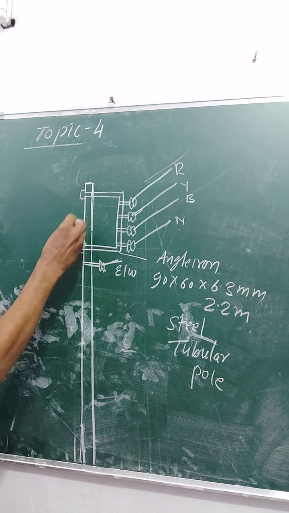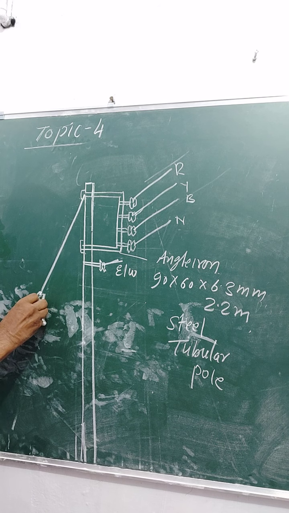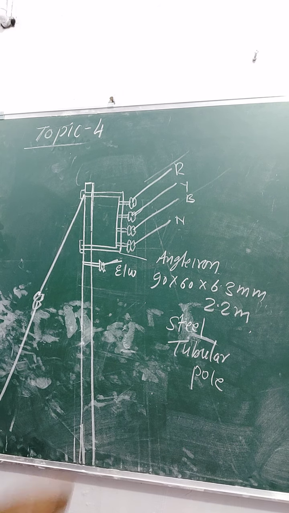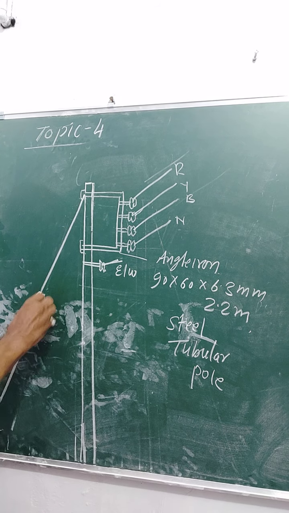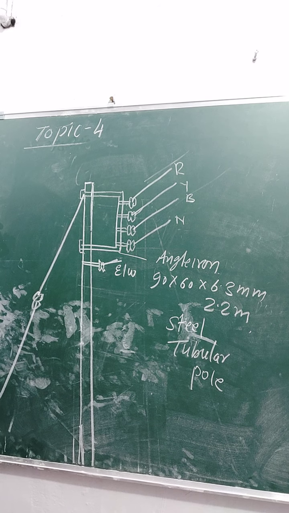Here also we require a stay. The components of the stay I have already given. So here is the turnbuckle, this is the stay insulator, then here is the stay bolt and base plate.